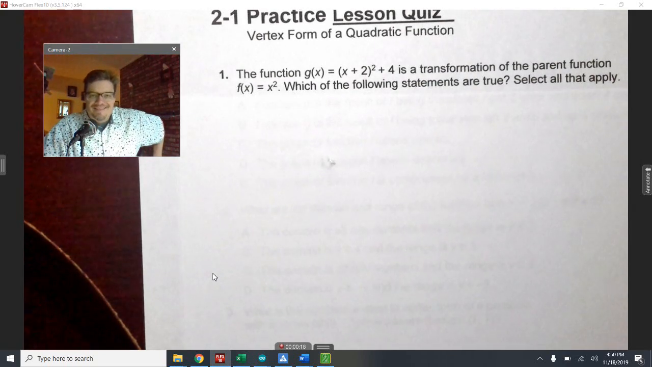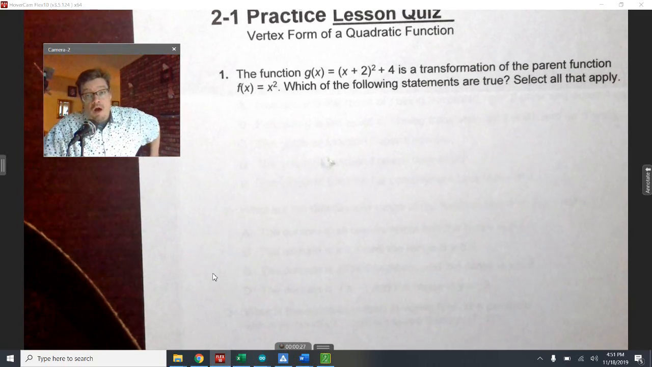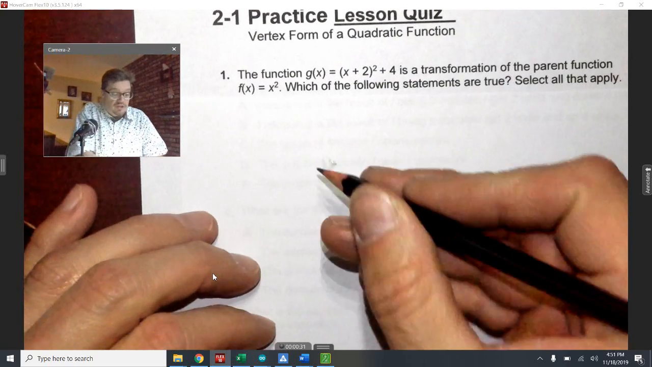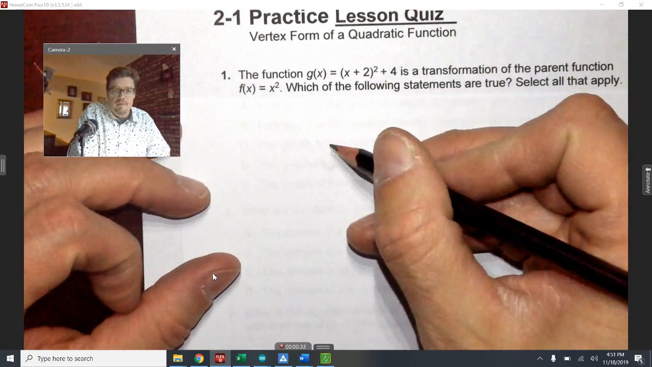The function g of x equals that vertex form of a quadratic, and it's a transformation of the parent function f of x equals x squared. We know that's Big Mama. Which of the following statements are true? Select all that apply. Well, let's get an idea of what she looks like here.